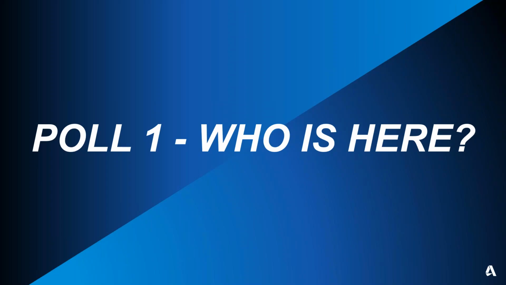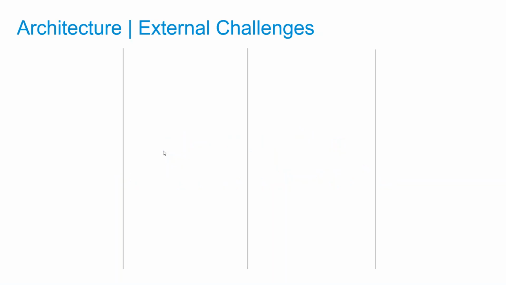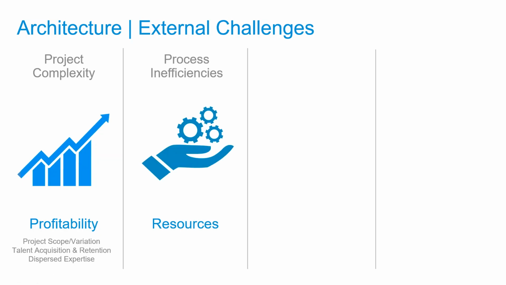Okay, so moving on. So what are we doing with this platform? We're trying to get towards what we're calling outcome-driven design. So in the architecture spaces or engineering spaces, there's a lot of external challenges, especially with the way projects are run these days. There's a lot of complexity, and this can eat into our profits. There may be differences with the scope and variation, the people we have on the projects, who's going to be on the project, who may leave the company, and then the expertise may be dispersed between offices or different countries.